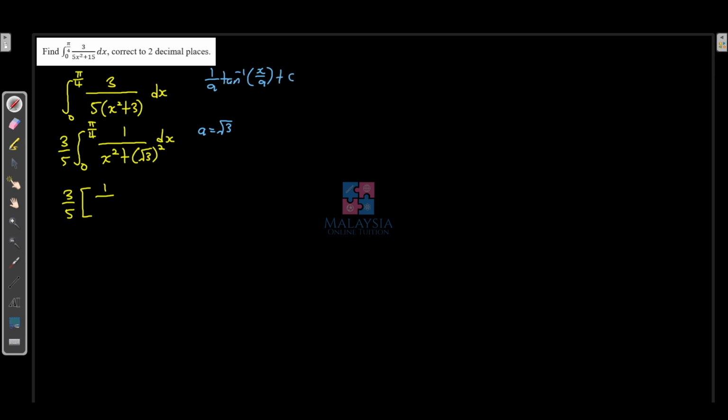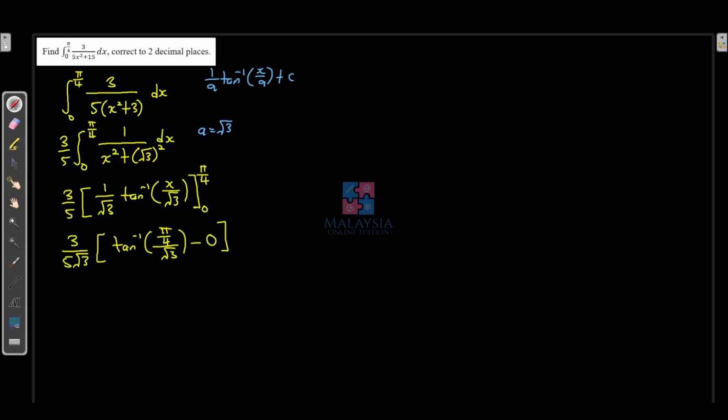Okay, but of course we don't have plus c because we have definite integration. We have the limits. So we can say 1 over square root 3 tan inverse of x over square root 3 from 0 until pi over 4. Okay, so now we can take out the square root 3 as well. So 3 over 5 square root 3. And then inside, what do we have? Tan inverse of pi over 4 divided by square root 3. And then when you substitute 0, it will become 0.